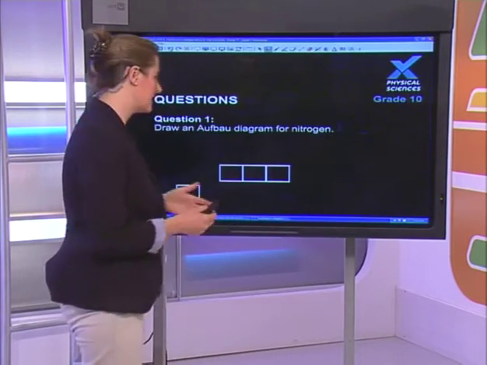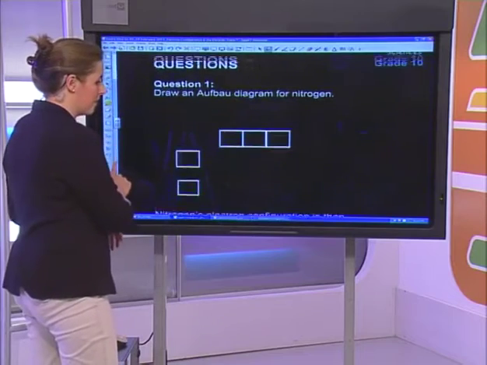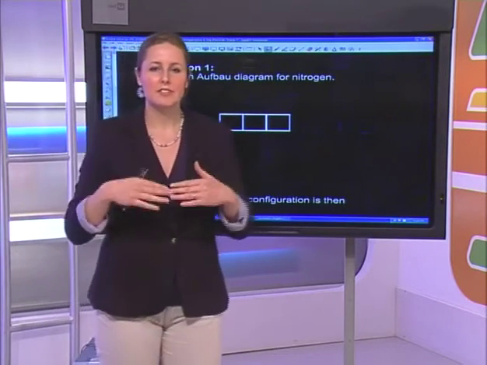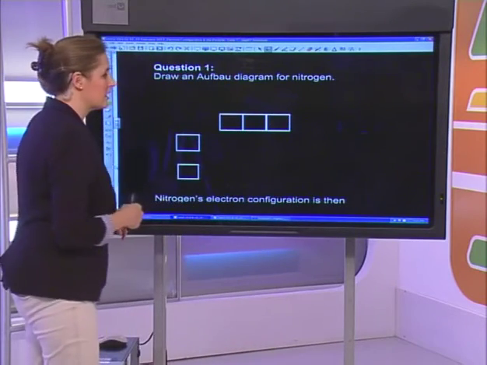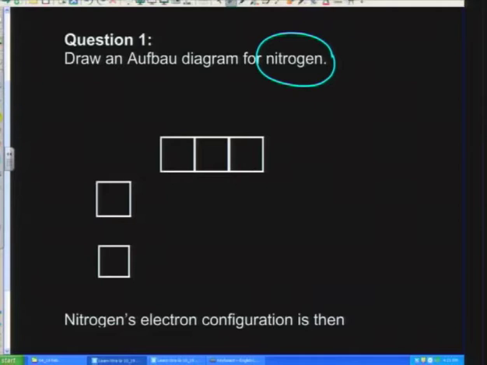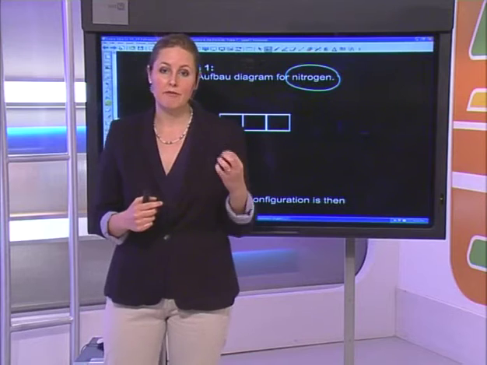We're going to start with some questions on Aufbau diagrams. Remember, they could be asked as energy level diagrams, because as you have a look at it, and I've started with the blocks there, these bands are showing the various different energy levels that a substance would have. So we've got to start with nitrogen. They're asking us to draw an Aufbau diagram or an energy level diagram for nitrogen.